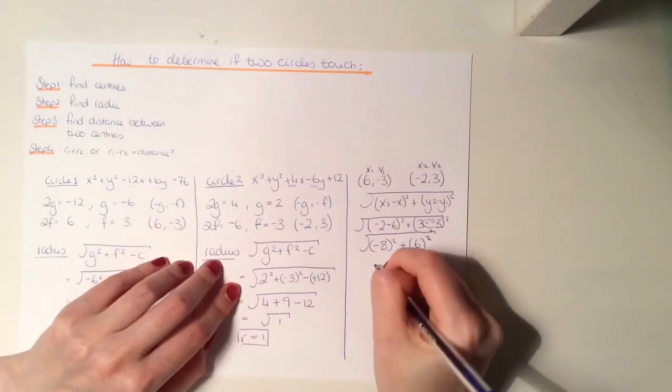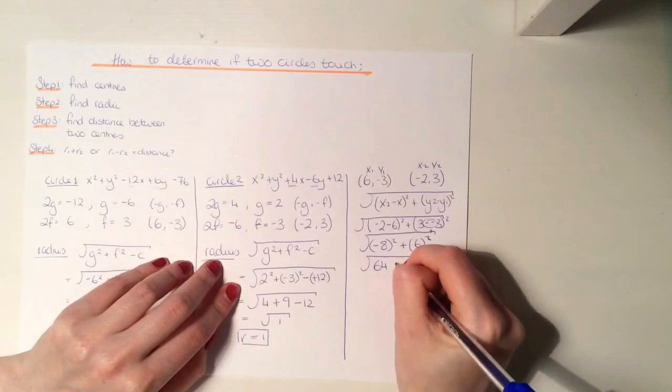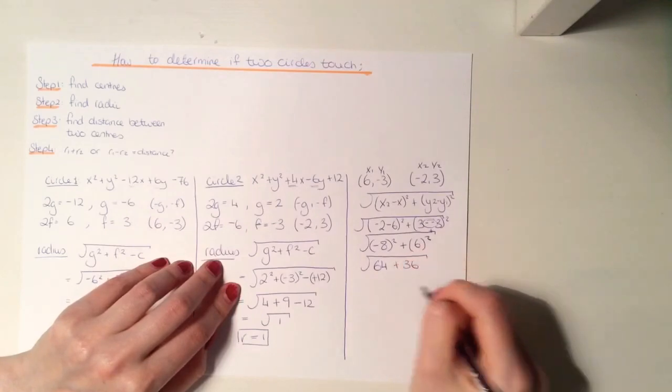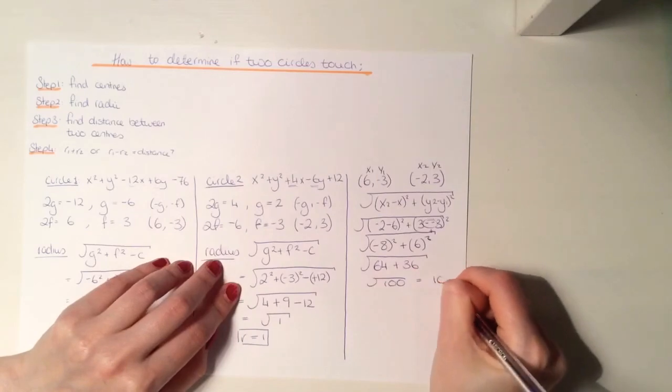So we've got 8 times 8, 64. Remember, minus times minus gives us plus. 6 squared, 36. That adds up to be 100. And the square root of 100 is 10.